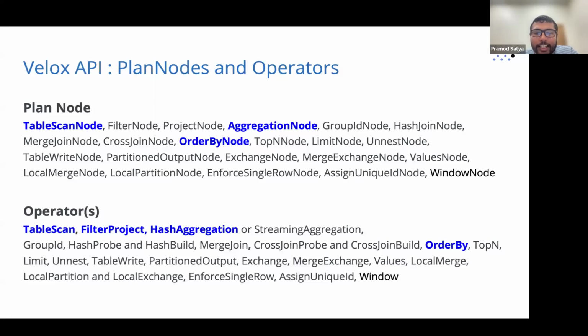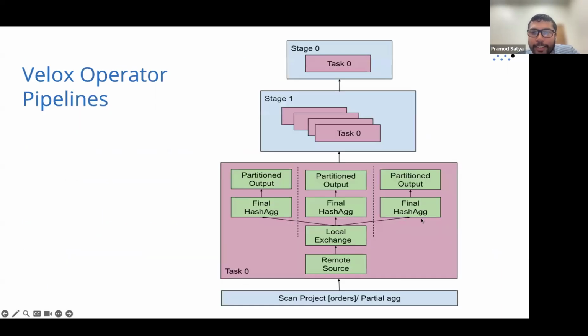Now let's take a look at how an operator pipeline looks and how it is executed in Velox. Here we have stage 0, stage 1, and in stage 1 we have several tasks. Let's take a look at one of these tasks, say task 0, which is highlighted here. We can see that we have 3 operator pipelines, consisting of remote source followed by local exchange and hash tag followed by partitioned output.